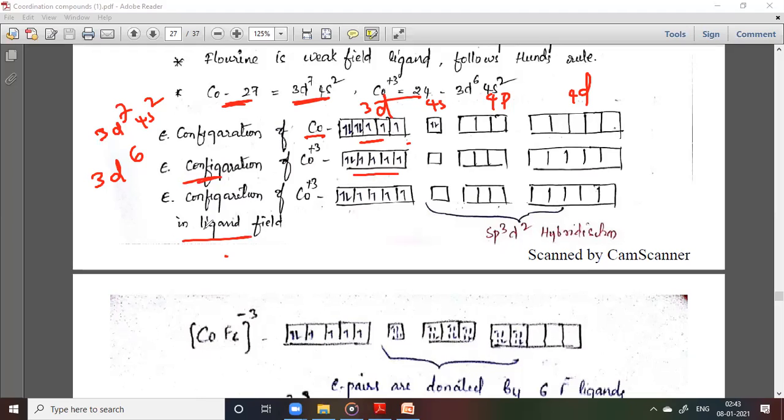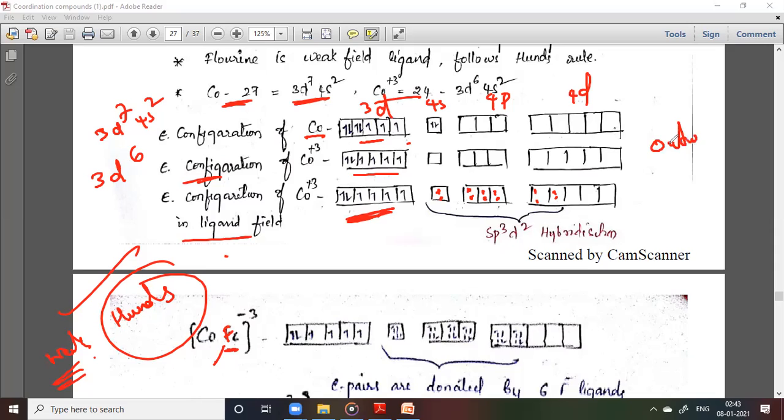And the ligand field: again it is a halogen, again the same CoF6. So this F6 is again a weak field ligand, so definitely it follows Hund's rule. If it follows Hund's rule, the 6 electrons are like this, and you will get sp3d2 hybridization again. The 6 electron pairs of the fluorines come here and fill like this, and it gets sp3d2 hybridization. Again it is called an outer orbital complex.